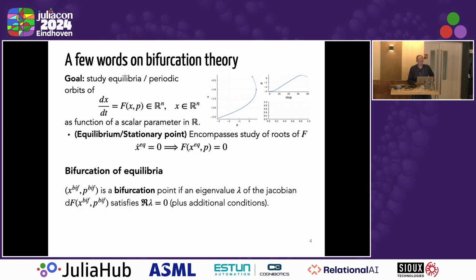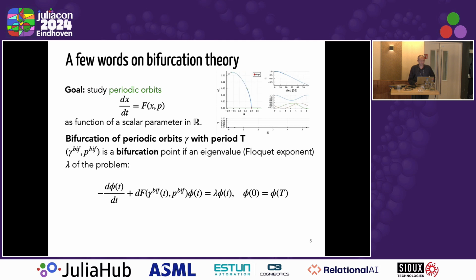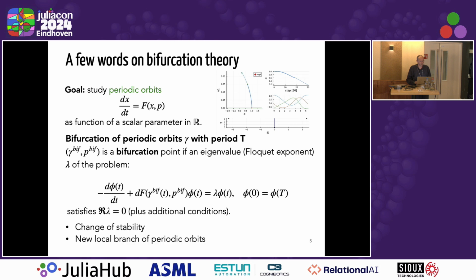Of course, we can do the same for periodic orbits as a function of a parameter. If we can solve the right eigenvalue problem, we have the same kind of results, meaning that if we have an eigenvalue with zero real part, it means, I'm simplifying things, that we have a bifurcation, so a change of stability or a new branch of local orbits.